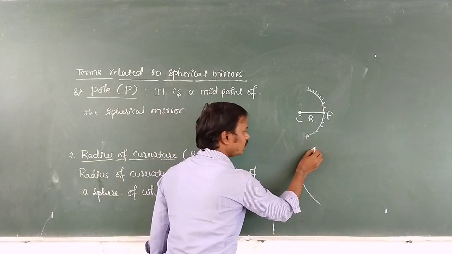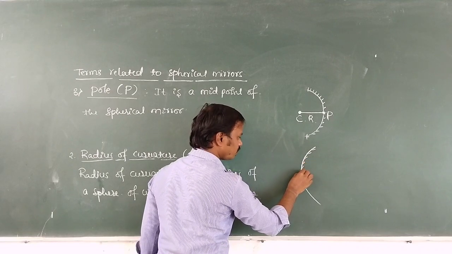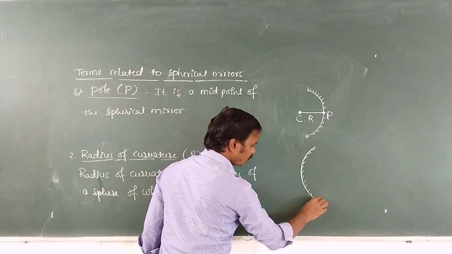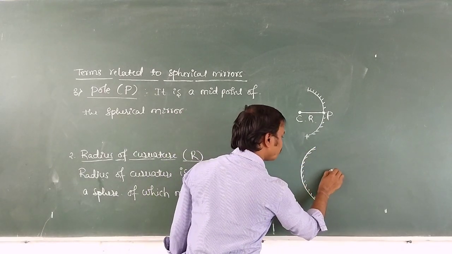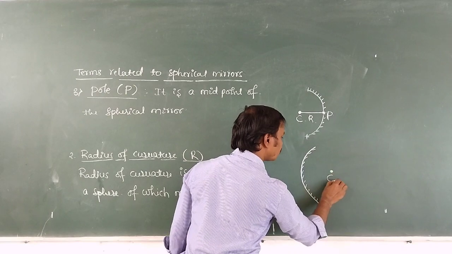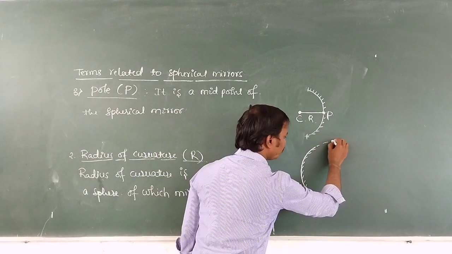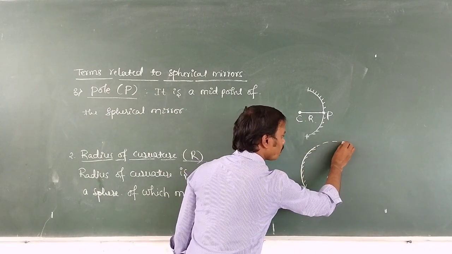In the case of a convex mirror, the inner surface is polished or silvered, and the outer surface is reflecting. Now this is the center of curvature, which can be represented by C. This spherical mirror is a part of a sphere.